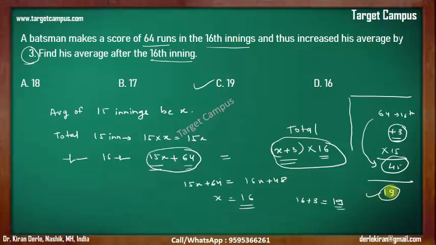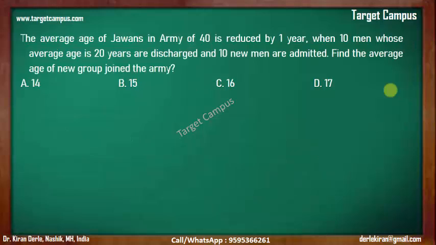And now this is the average of all 16 innings, which is 19, right? Try to understand. Let's move forward.